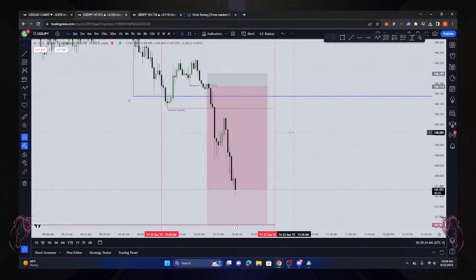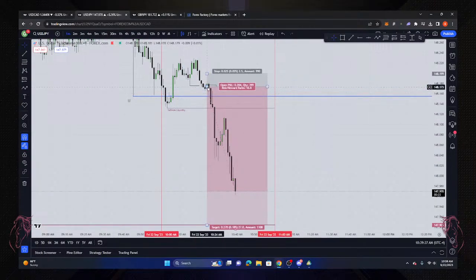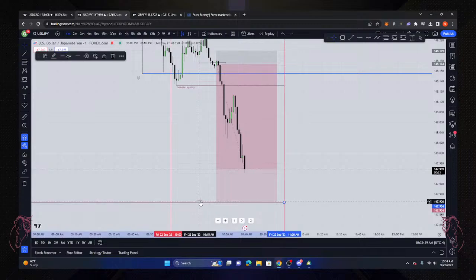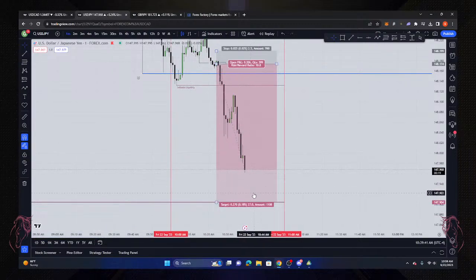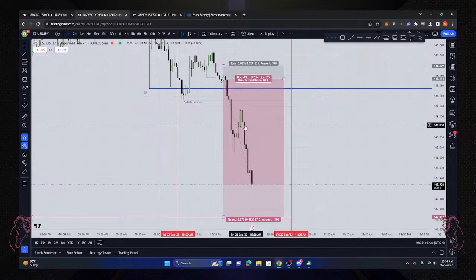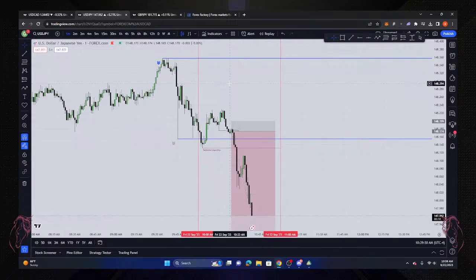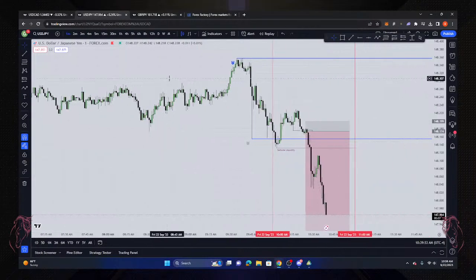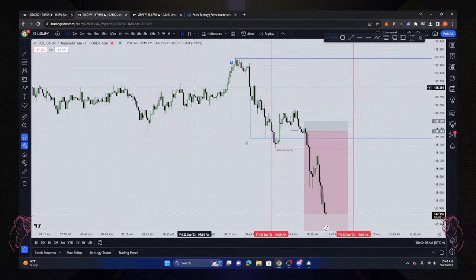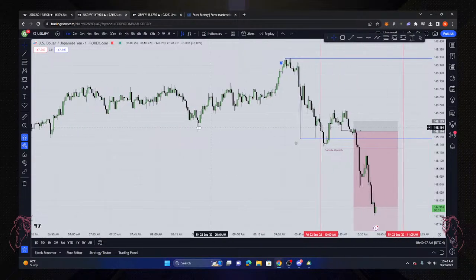So UJ is just running. As we can see, if it does reach this liquidity right here, which looks like it's going to, then we have a solid 1 to 10 risk to reward ratio using the simple silver bullet strategy. Very easy. This strategy forms every single day in any market, whether it's Forex, crypto, indices, whatever market you're trading.